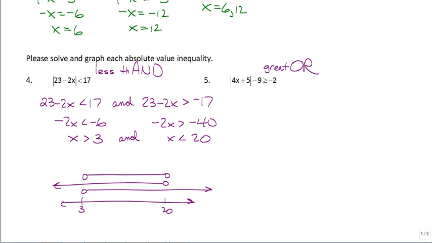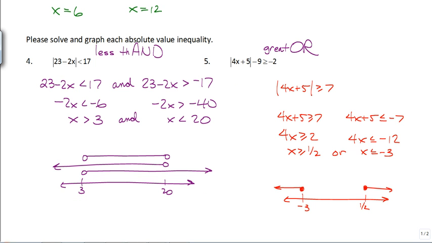This is a greater, so make sure you use an OR statement for your inequality. Pause the video, give it a try, see if you can get it on your own. If you have x is greater than or equal to 1/2 or x is less than or equal to -3, you are good to go.